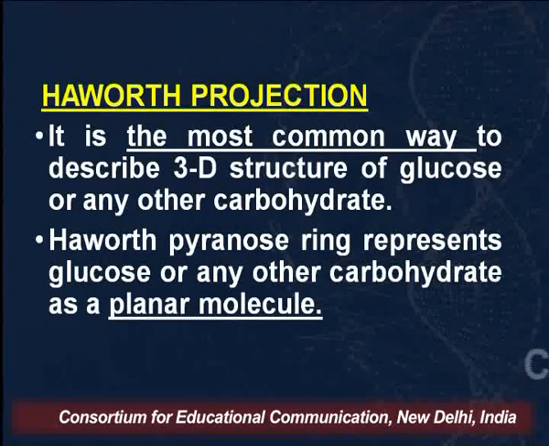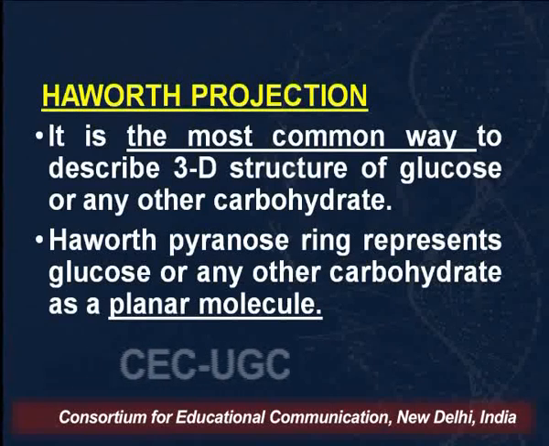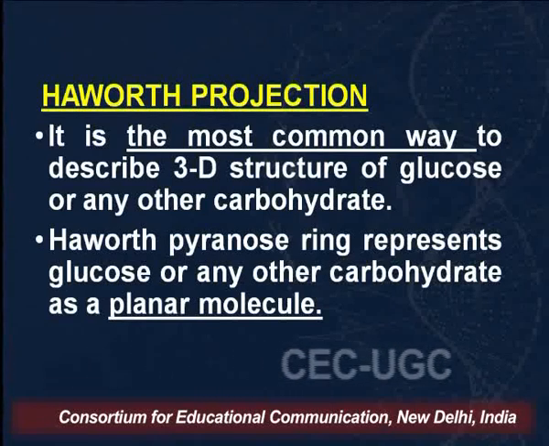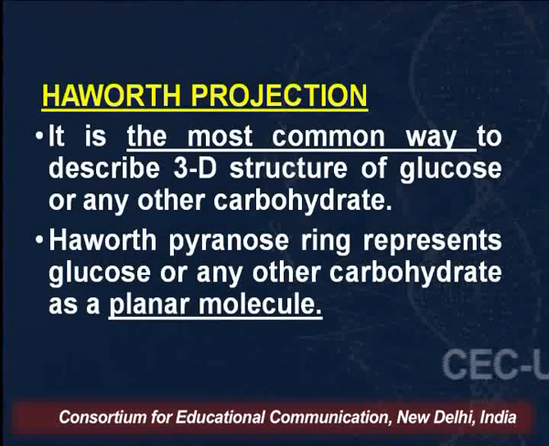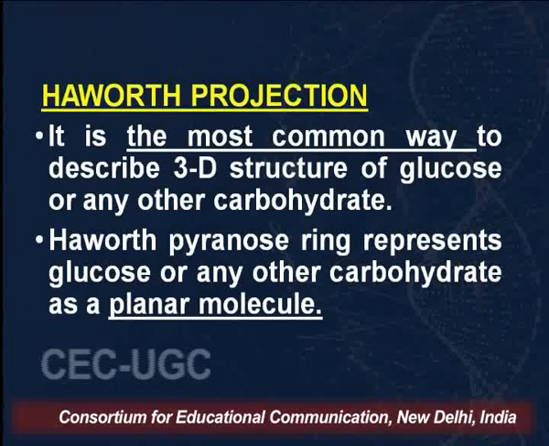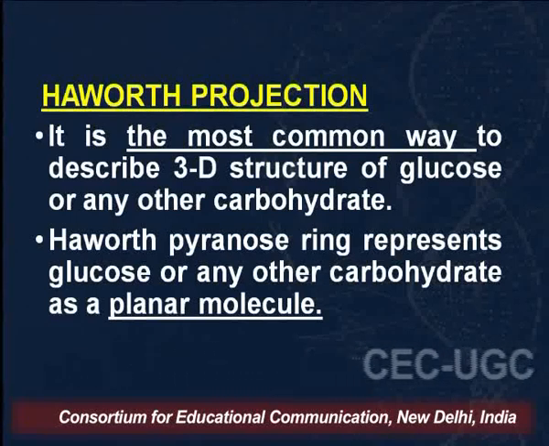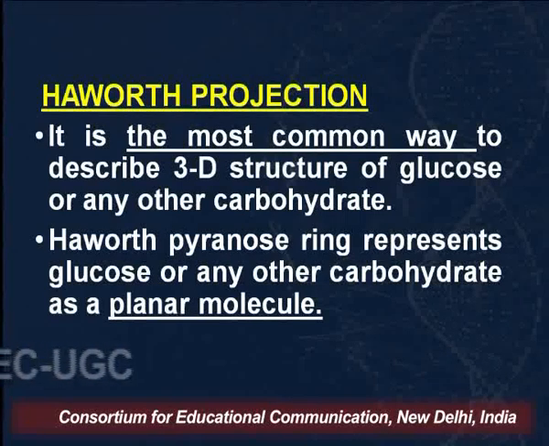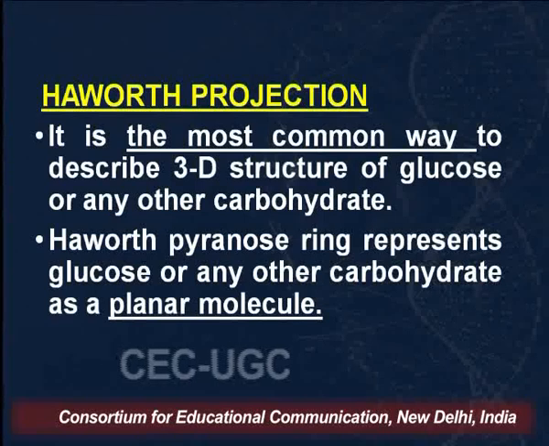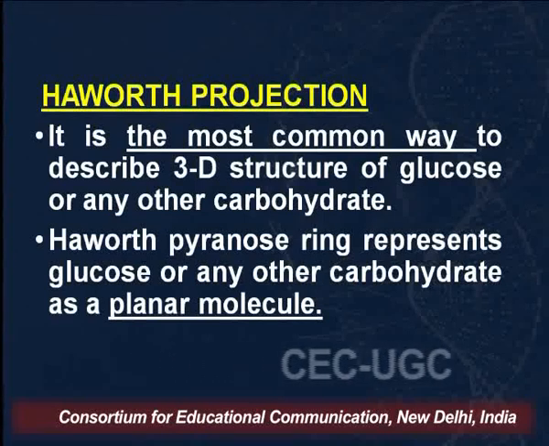So what is the other projection, or the other structure, by which we can explain the cyclic structure of glucose? This can be done by the Haworth projection. The Haworth projection is the most common way to describe the 3D structure of glucose, or for that matter any other carbohydrate. When I say any other carbohydrate, we mean monosaccharides.